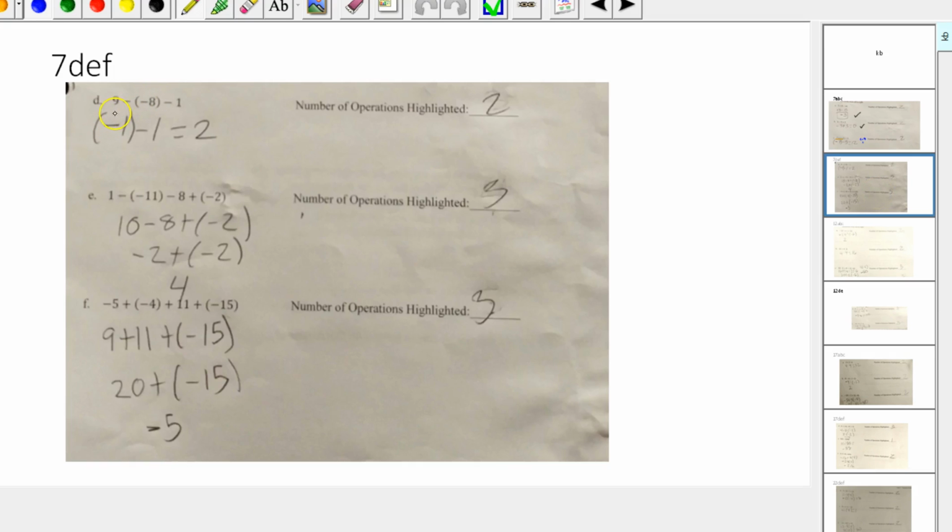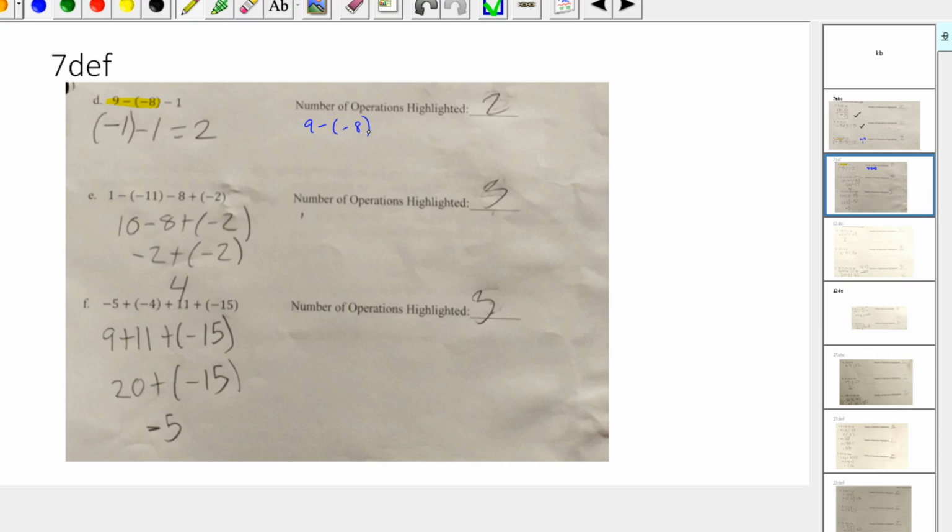Okay, so here we start with 9 minus negative 8. And let's just highlight this. So we're doing 9 minus negative 8, and it looks like you did negative 9 plus 8. So let me write this here, starting with 9 minus negative 8.